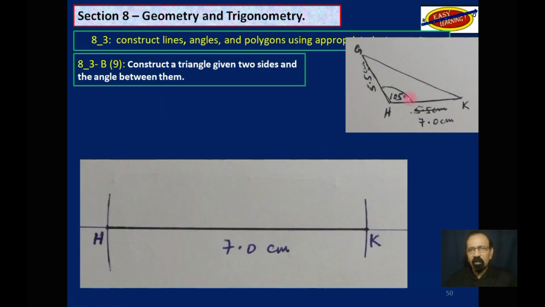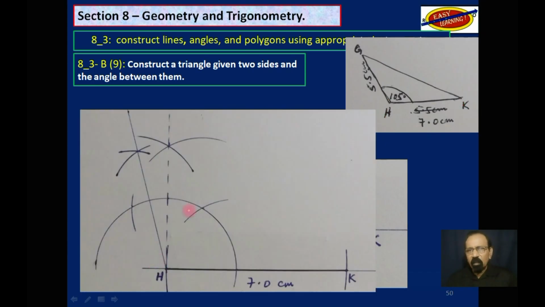So your finished triangle will look something like that. So we construct the base, HK, 7 centimeters. Construct it very neat and nice, like you see there. Then at H, we construct 105 degrees because it does say here 105 degrees. And you draw a nice thin line going through there, a construction line.